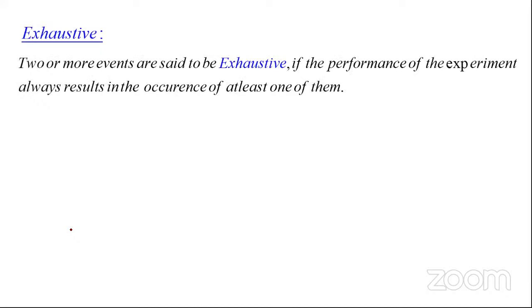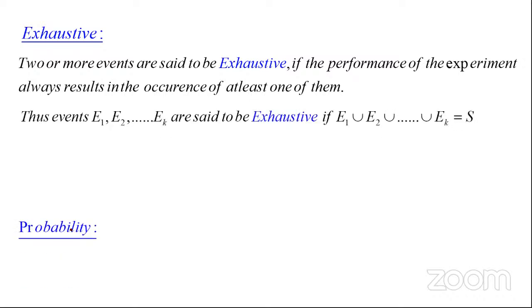Exhaustive: two or more events are said to be exhaustive if the performance of the experiment always results in the occurrence of at least one of them. If you toss the coin, you will get only one of them. That is exhaustive. That is nothing but E1 union E2 union up to Ek equals S, where S is the sample space, the total outcomes.